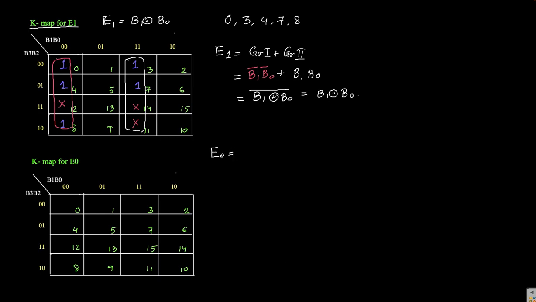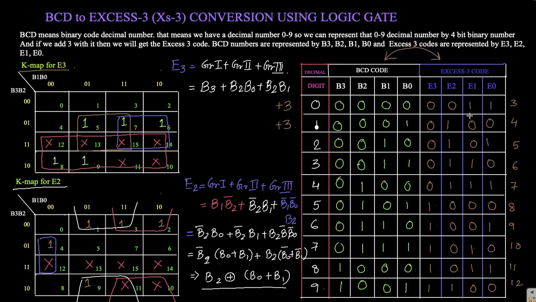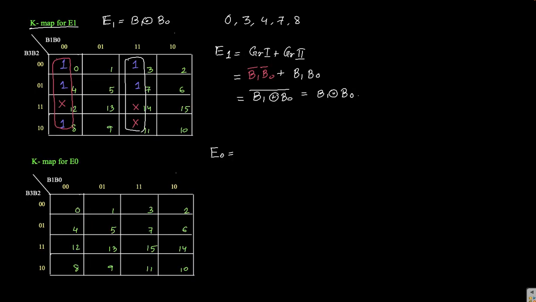Now for E0, what is E0? Go to the previous page. For E0 the positions are 0, then 2, then 4, then 6, then 8.